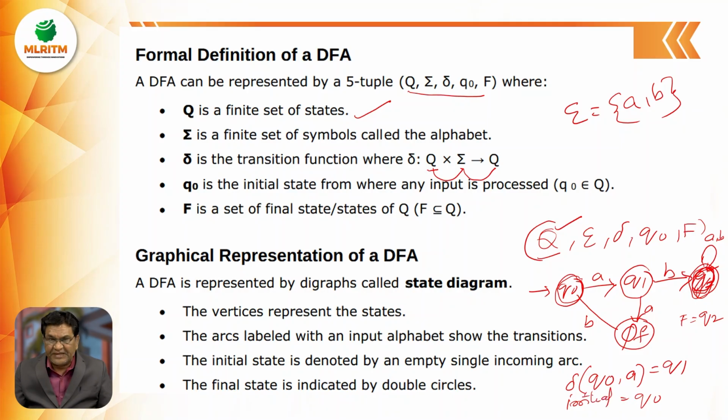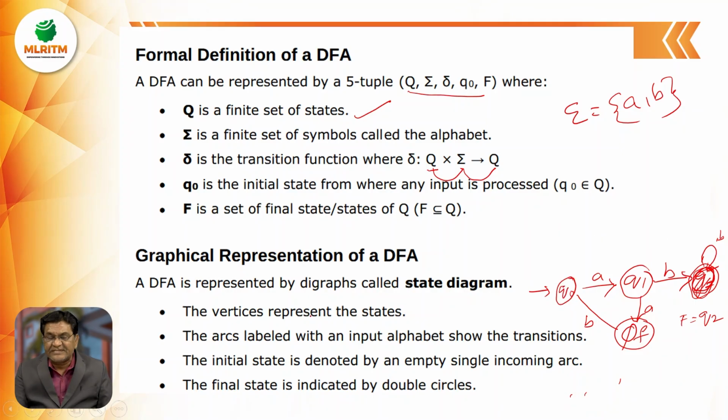So, graphical representation of DFA. A DFA is represented by a digraph called a state diagram. All of you know that. The vertices represent the states. Vertices mean nodes, and they are represented as states. Arcs are labeled with the input alphabet, that is, an arc labeled with an input alphabet from Q1 to Q2. Here it is labeled with B, that is the input alphabet.